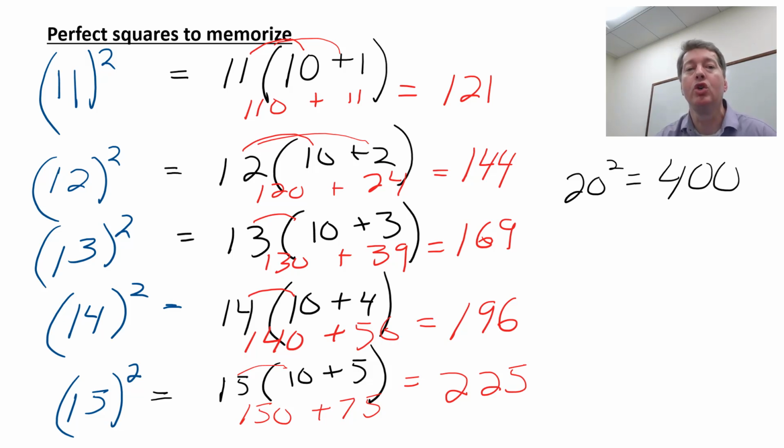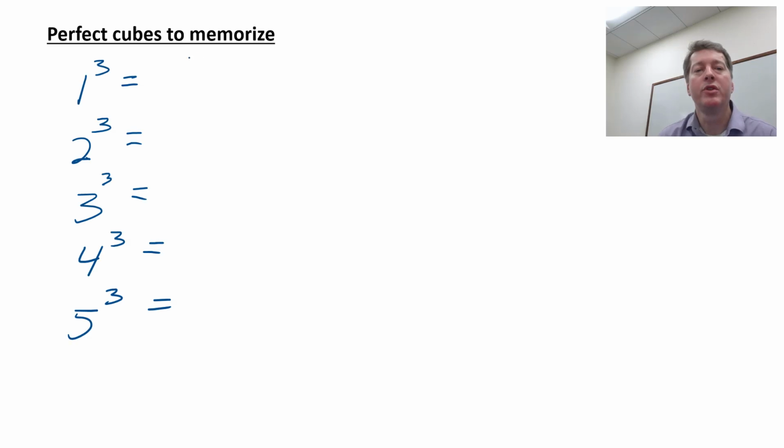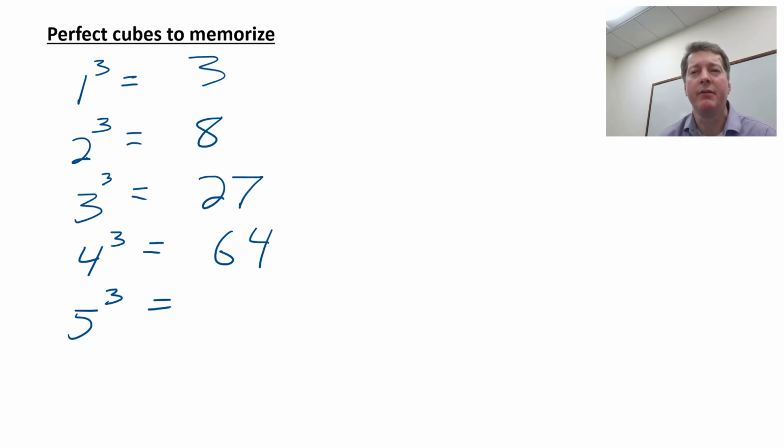How about some perfect cubes to memorize? 1 cubed is just 1. 2 cubed, 2 times 2 times 2, is 8. 3 times 3 times 3 is 27. 4 cubed is 4 times 4 is 16, times 4 again is 64. And 5 cubed, 5 times 5 is 25, times 5 again, 125. So these are some good perfect cubes to memorize for standardized tests.